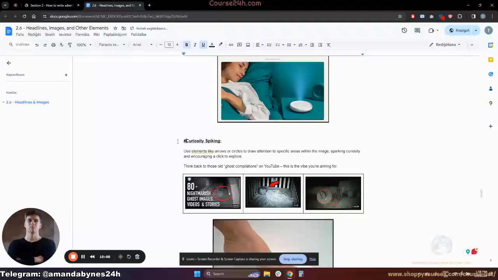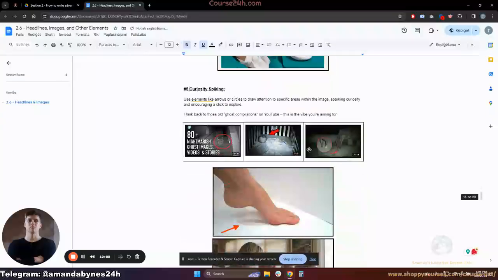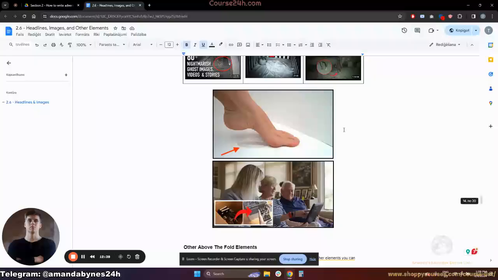So next you have curiosity spiking headlines, which are not headlines but header images, which are similar to the ghost compilations. For example, I used to watch something like this when I was like 12. They had red arrows basically pointing at nothing really special, red circles as well, and they used this strategy not to clickbait, but to spike curiosity and encourage the person to click.